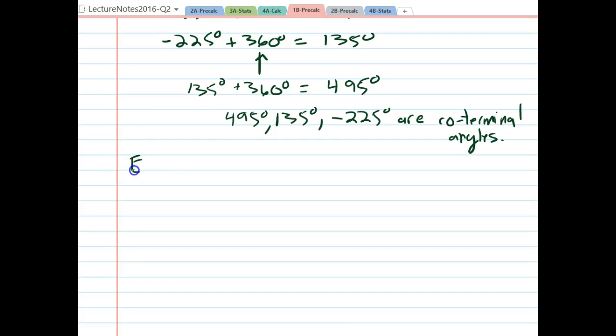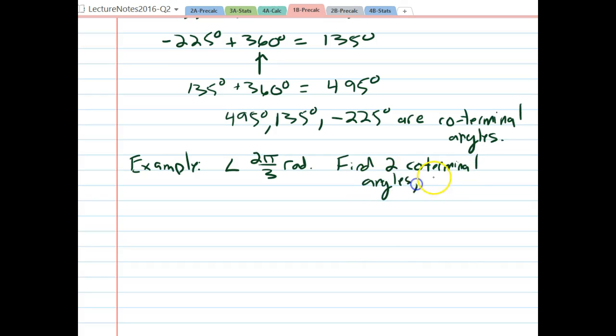All right, so let's do an example. I'd like you to try to work this in your notes. Suppose I give you an angle of 2 pi over 3 radians. And I want you to find two coterminal angles. I want one to be positive, and I want one to be negative. Okay, so what we can do here is we'll pause at this point. So maybe our substitute or one of our students can pause this, and I'll give you a few minutes to come up with your answers.